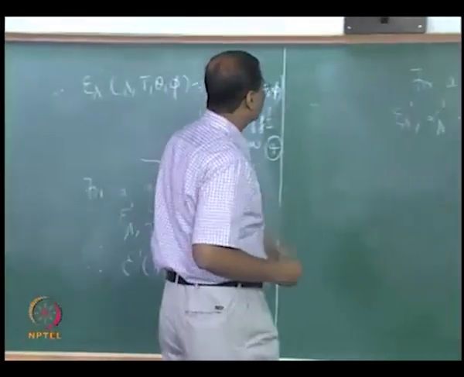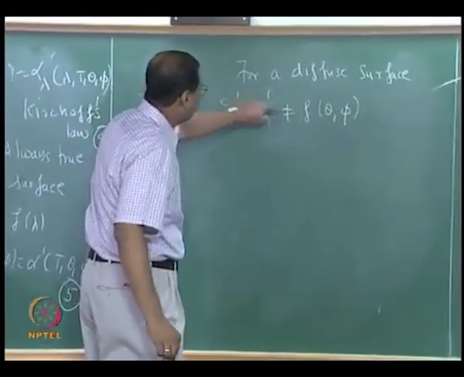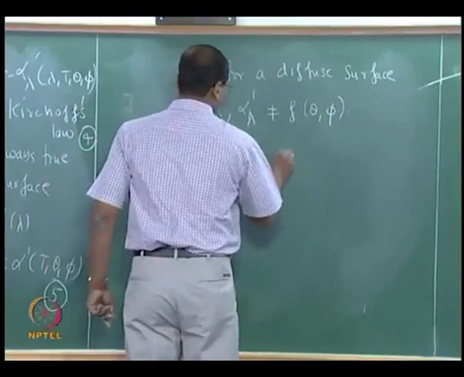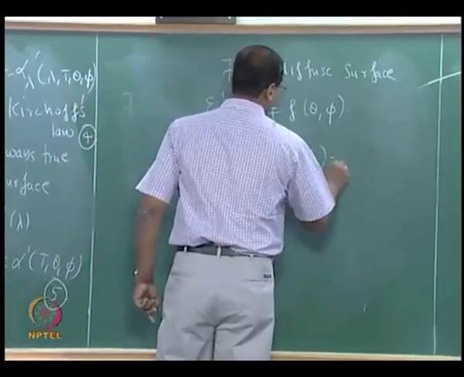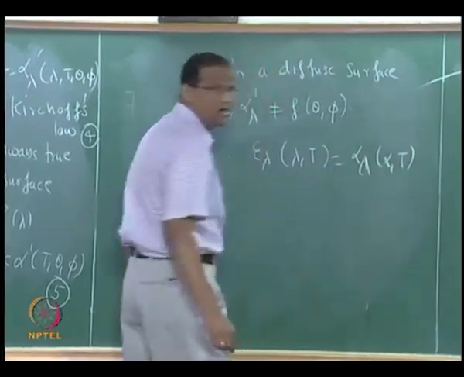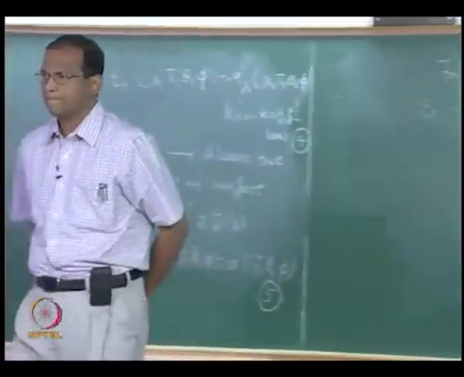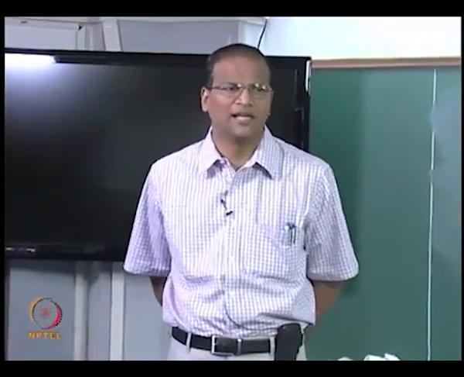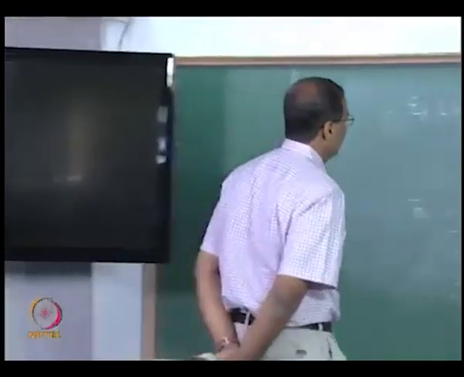Now, for the diffuse surface, the epsilon lambda dash is not a function of theta phi, therefore, is that correct? The dash goes off, right? It is the same in all the directions for a gray diffuse surface.